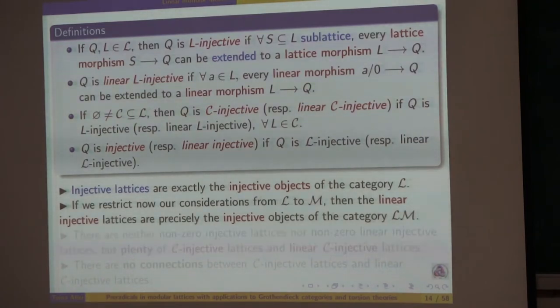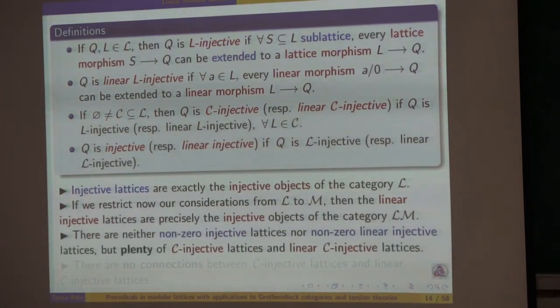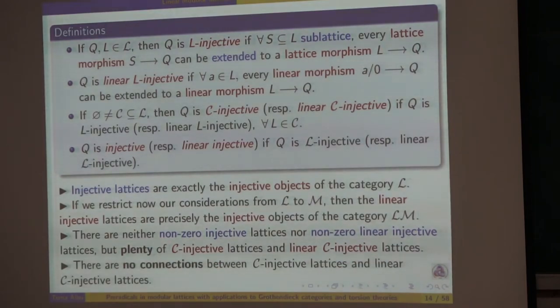Nor non-zero linear injective lattices. But there are plenty of C-injective and linear C-injective ones. There is no connection between the C-injective lattice and the linear C-injective. You can find all of them in my paper. I will give you the references at the end.